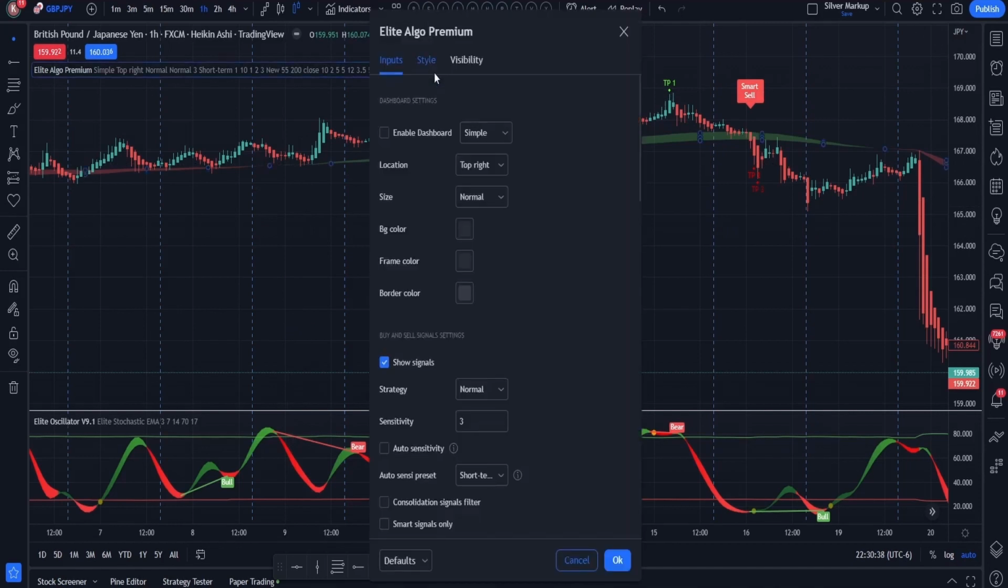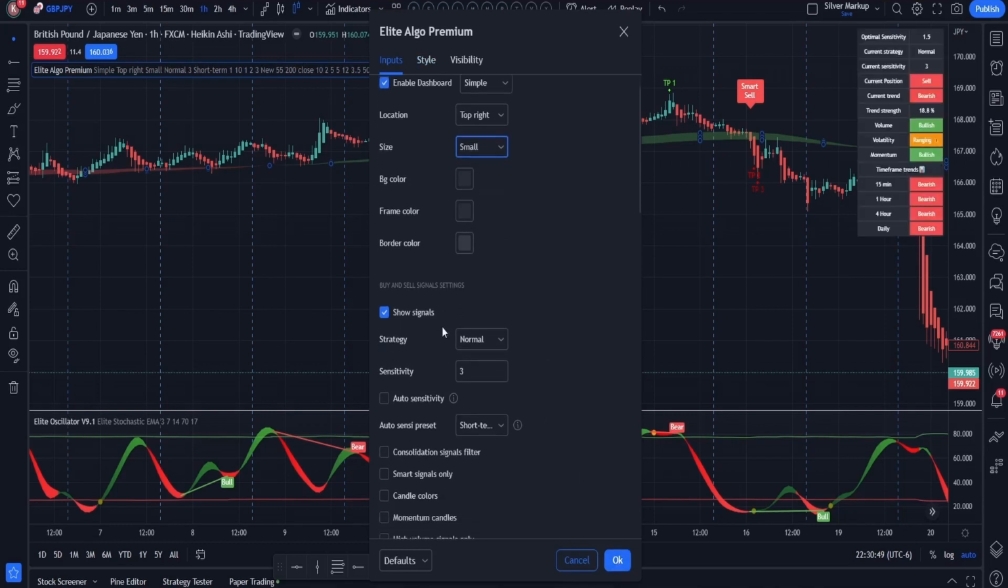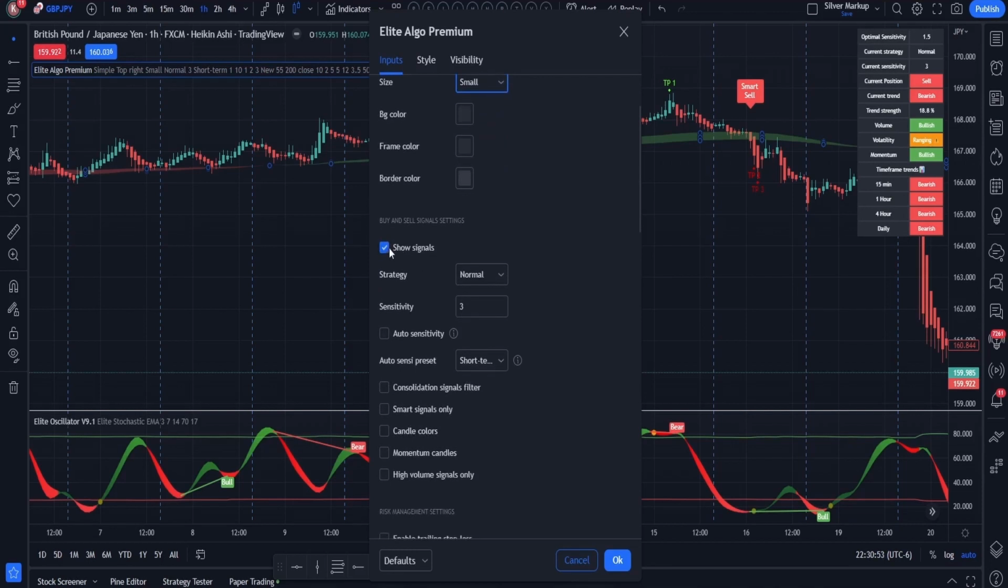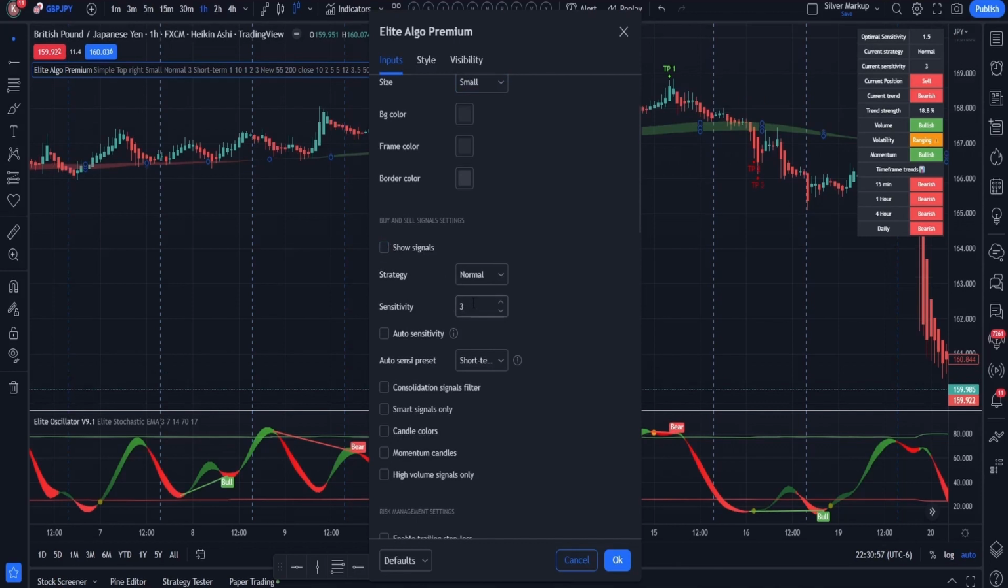So we're going to start with the Elite Algo main system first. You want to go ahead and enable the dashboard and change the size to small. That's the first step. Then we're going to work our way down. What we actually want to do is unclick the show signals, but you still want to use the sensitivity. We're going to bring the sensitivity to 1.